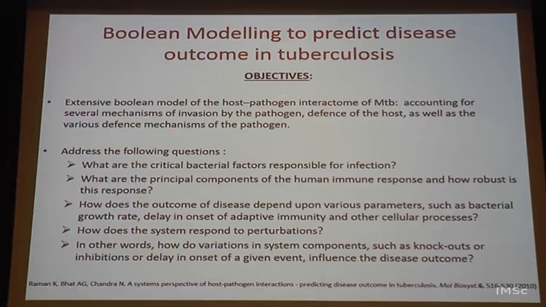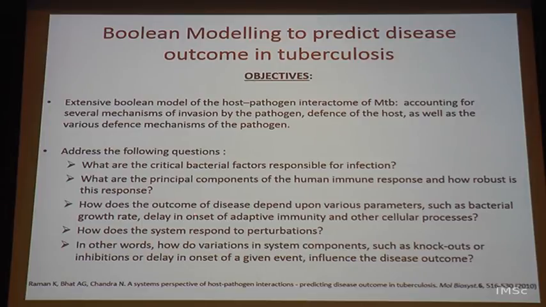So here we have a host pathogen interactome of Mycobacterium tuberculosis, which accounts for several mechanisms of invasion by the pathogen, defense of the host, as well as the various defense mechanisms of the pathogen. These are what is captured in the model. It addresses the following questions. What are the critical bacterial factors responsible for infection? Can we get an idea about that from the data that is known? You can't really claim that the model is complete by any standards. It's extensive but not complete, because it will never be complete honestly.